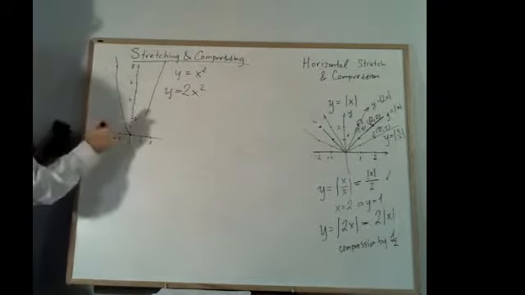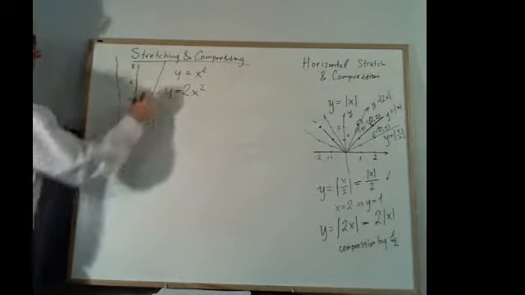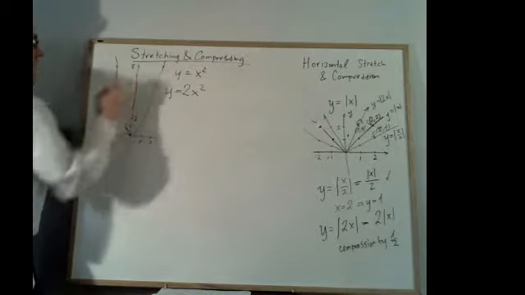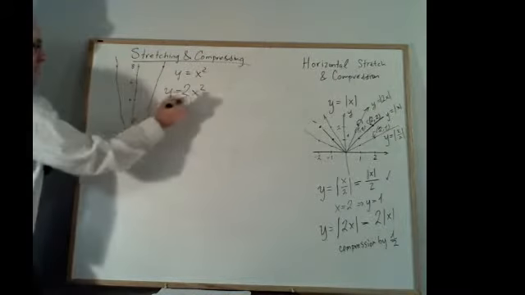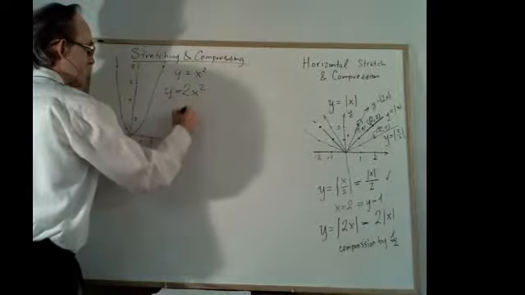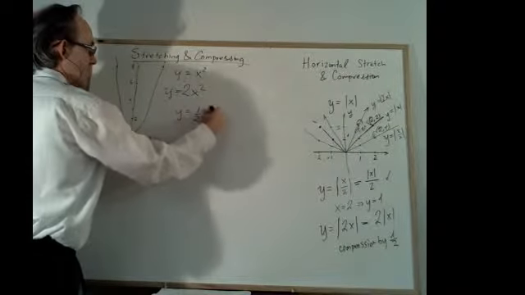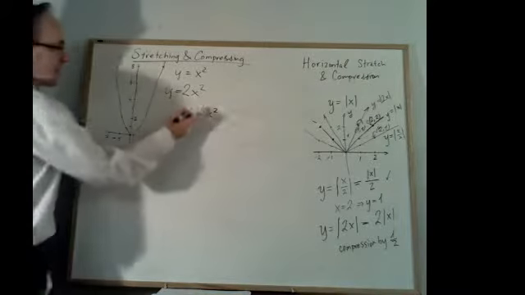Through the points, like so. All right. So that's the graph of the new function, a compression in the vertical direction. So you simply take that compression factor 1/2 and you multiply it by the original function.